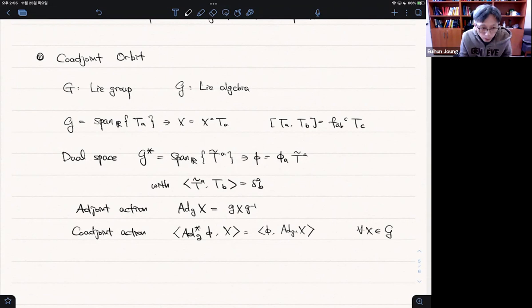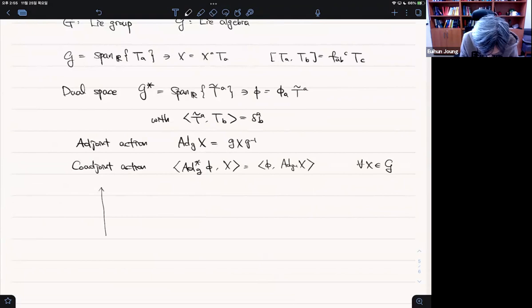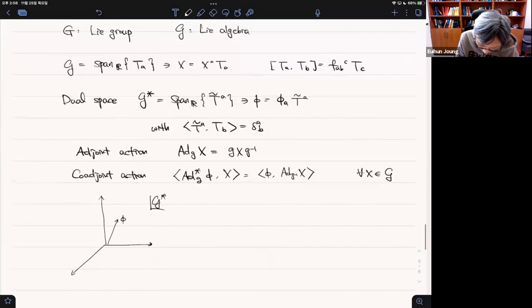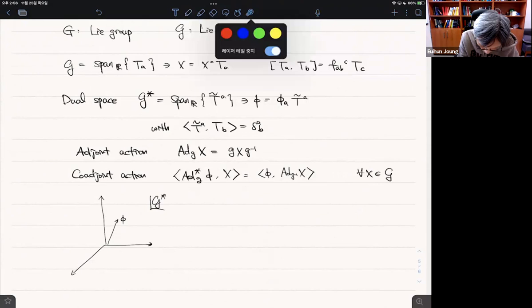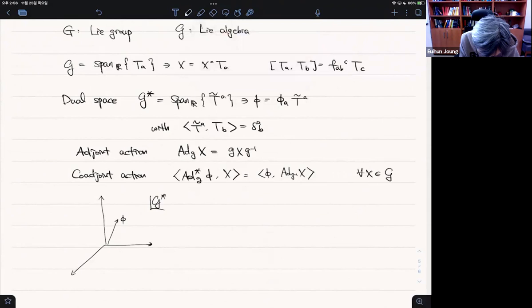So originally we have a certain vector space, which is the dual of g, g star. It's just a flat vector space, if you like. And then we have a phi, a vector in it, and then we act with the group. Then this can move around, right? Because the group is continuous, it can just move around, and it will form a surface. So this is what is known as the coadjoint orbit, the orbit generated by phi.